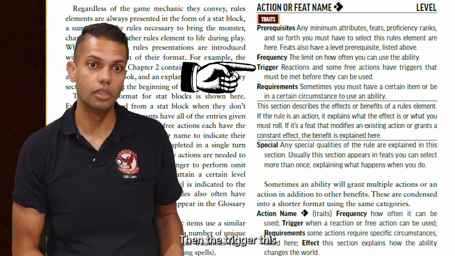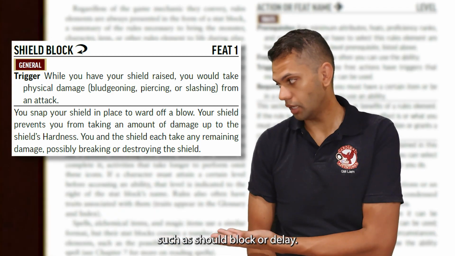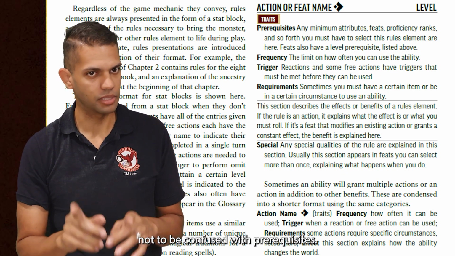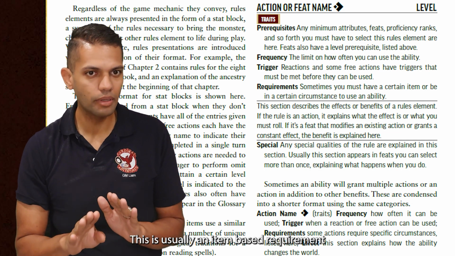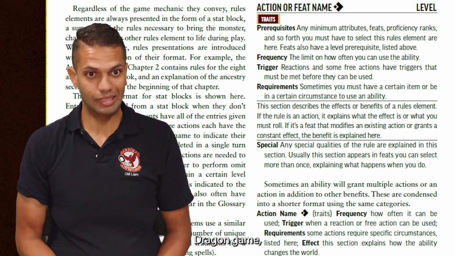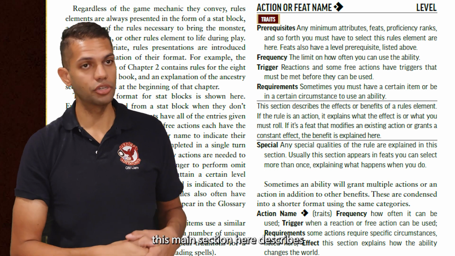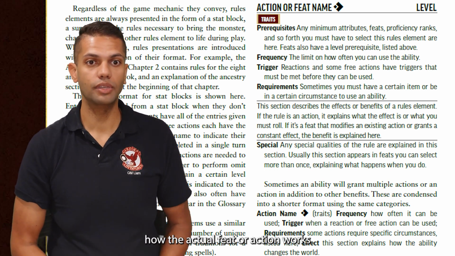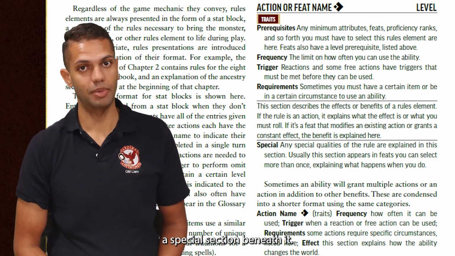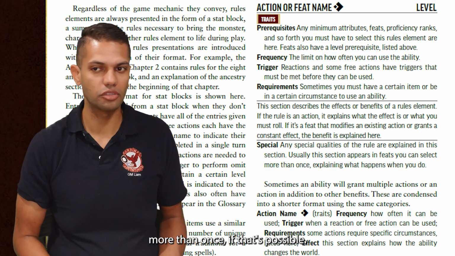Then, the trigger. This is usually tied to a reaction or free action, feats such as shield block or delay. Next, the requirements. Not to be confused with prerequisites. This is usually an item-based requirement, such as treat wounds. Yes, unlike that, the medicine skill is actually useful. This main section here describes how the actual feat or action works and what it does, and if there is one, a special section beneath. The special section usually describes what happens if you take the feat more than once, if that's possible.